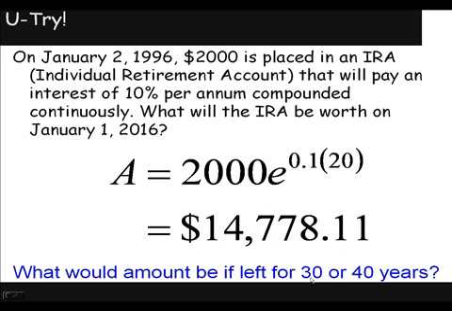What would it be worth after 30 or 40 years? Just change this number to a 30. And then to a 40, and you'll see what that same $2,000 would earn over that time period without ever putting any more money in yourself. It's just the compounding interest working for you that would grow that money.